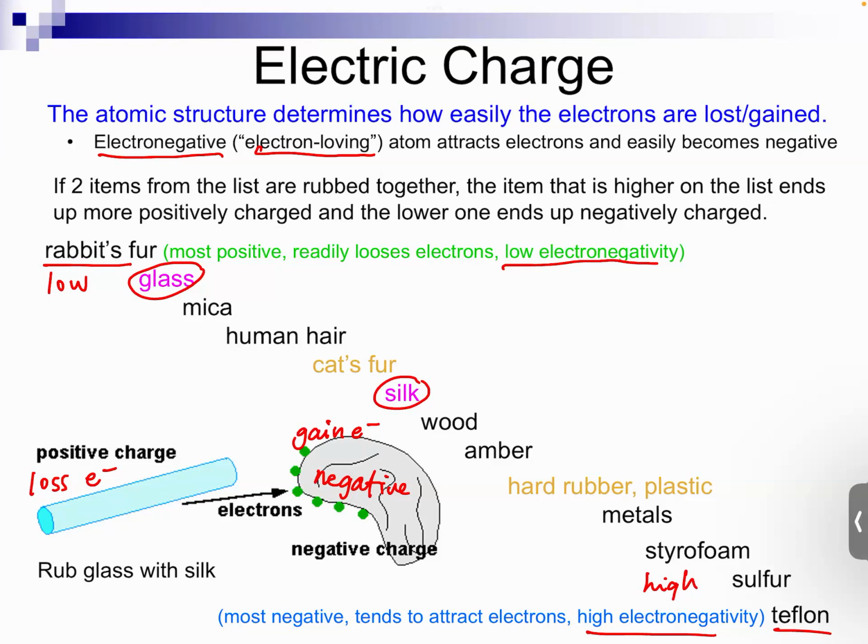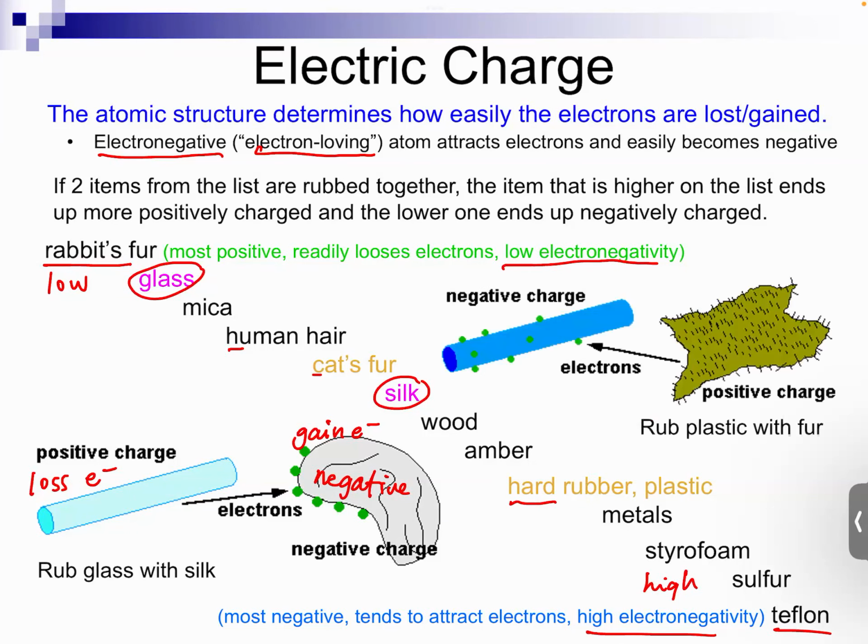Likewise, the balloon, we can consider that as hard rubber. My hair, which is close to cat's fur. And that's why I know that electrons will go to the balloon, because the balloon is more electron loving. Rubber is more electron loving compared to my hair.